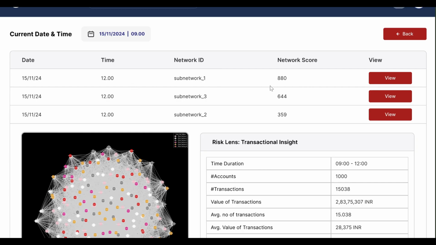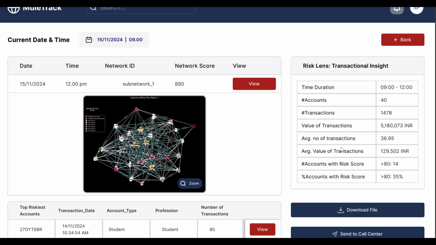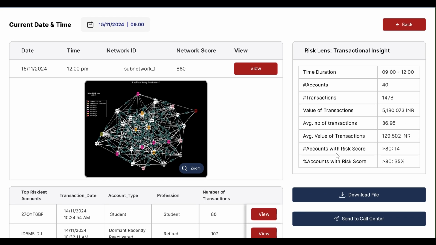So if we look at the most risky network, which has a network score of 880, and we click on this, we see that in this particular network, the highly risky accounts are now 14, which are 35% of this particular network. So it has now isolated some of the most risky accounts. And as you see, the average number of transactions and the average value of transactions have been significantly above what it was for the whole set of network. This is also showing a pattern which is very typical of MoneyMule activity, which is the layering process of one to many to many, and many to one, and exit from the bank. This layering activity is shown here in a graphical mode for easy consumption by the investigator.